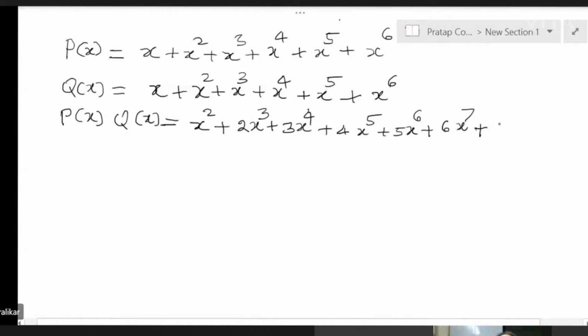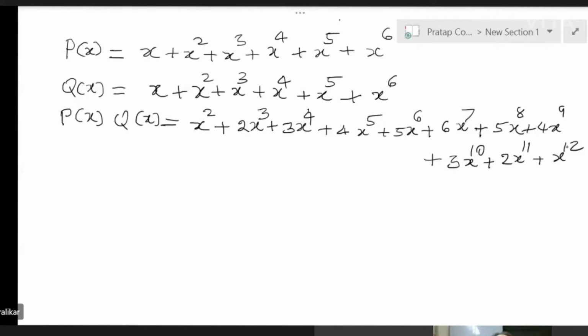Then this is plus 5x raised to 8 plus 4x raised to 9 plus 3x raised to 10 and plus 2x raised to 11 and x raised to 2. Now do you see the fun? So all these coefficients are precisely the number of ways of getting that sum. 6 is the number of ways you get the sum as 7. 5 is the number of ways getting the sum as 6. Now this is precisely the product of Px into Qx.